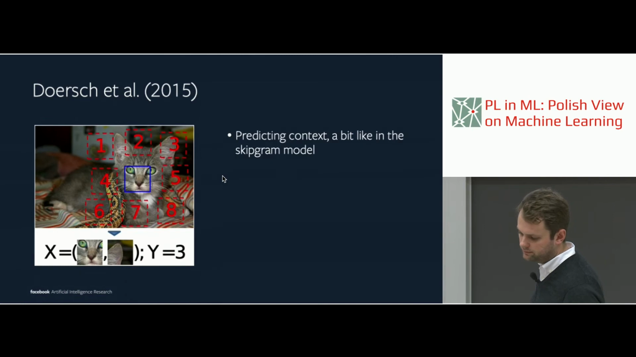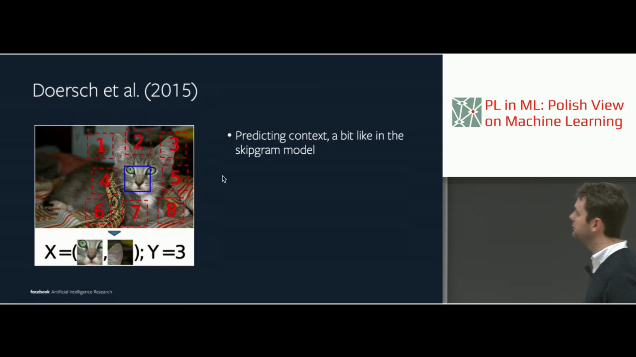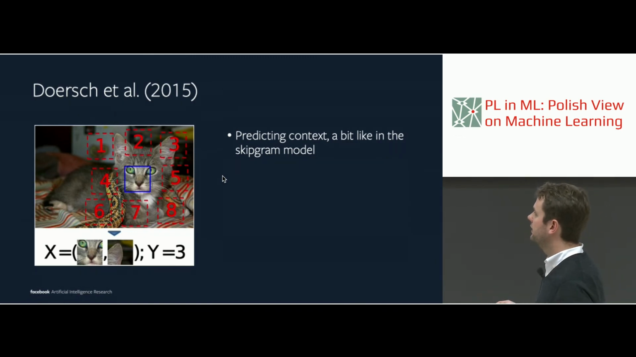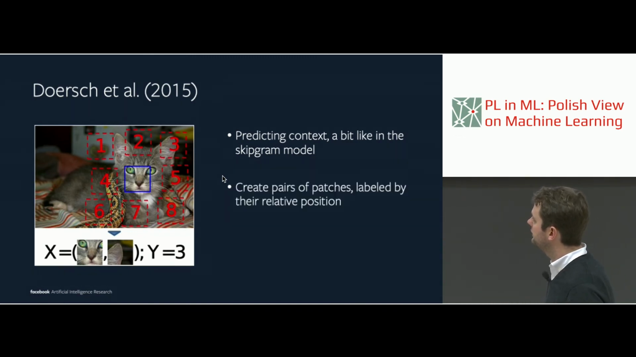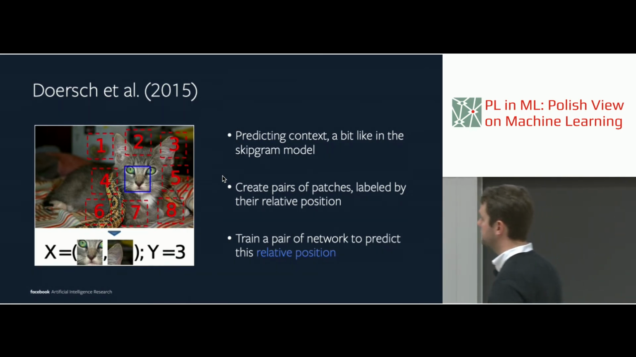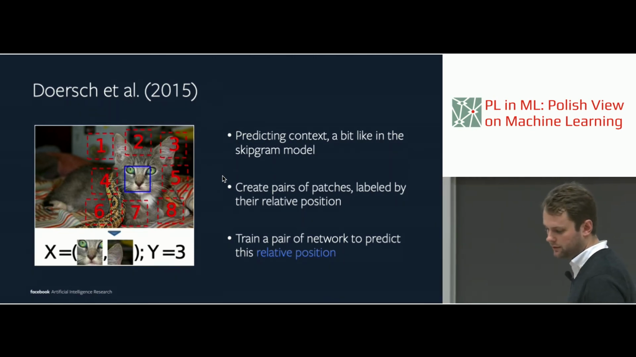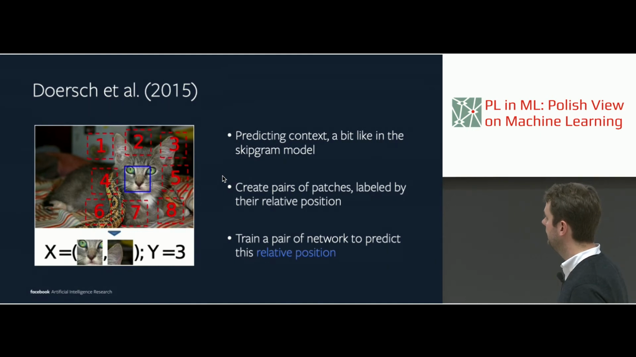The work of Doersch et al. consisted in predicting the context. It was inspired by the idea of skipgram in Word2Vec, but for images, where you create pairs of patches. Given a central patch, you label the other patch with its relative position. In that case, it would be 3. You train a Siamese network to predict the label 3 for patches in a given geometric configuration.